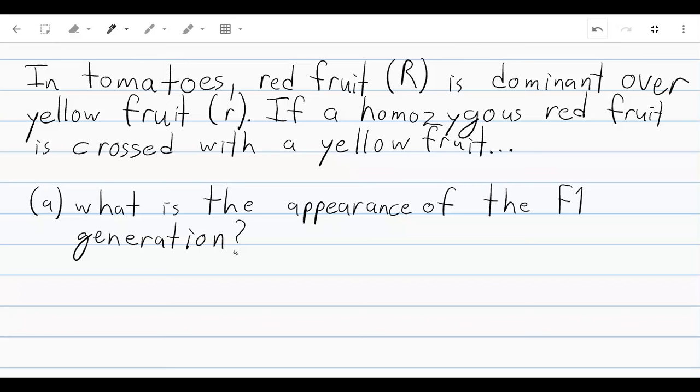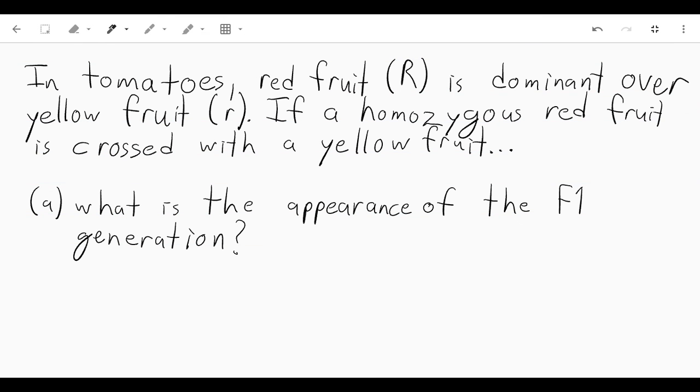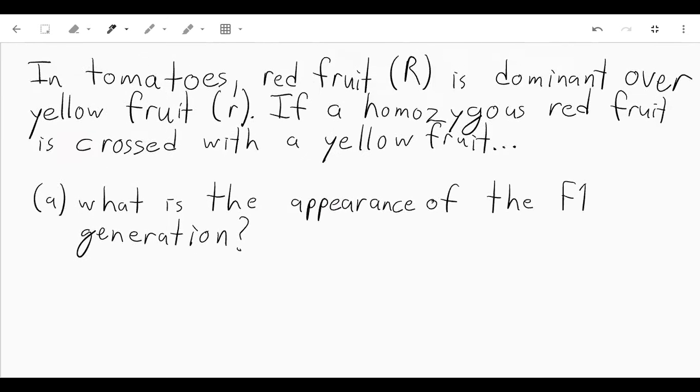Here we have another sample question. In tomatoes, red fruit, big R, is dominant over yellow fruit, little r. If a homozygous red fruit is crossed with a yellow fruit, A, what is the appearance of the F1 generation? So we need to use a Punnett square here to figure out what the F1 generation is going to look like. We know that we have a homozygous red fruit.